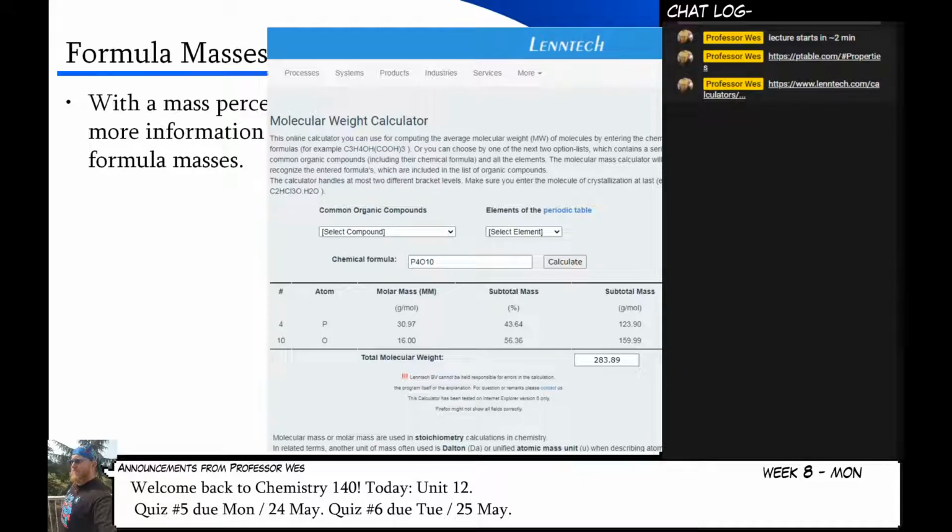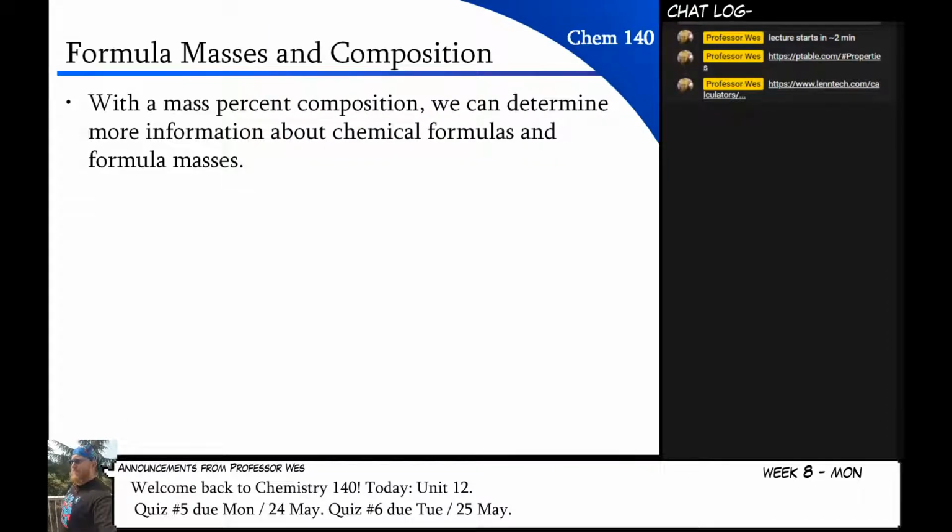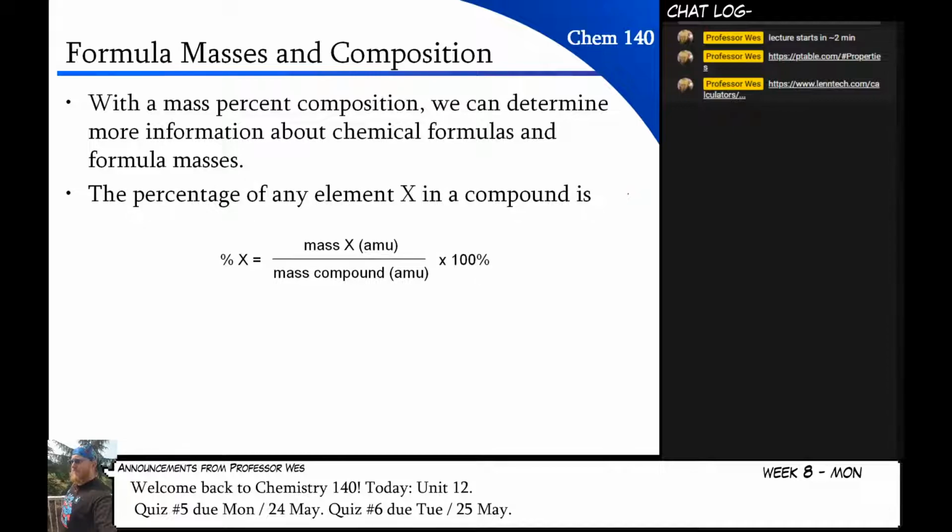The way that you obtain those percentages is by using the percent by mass formula. For any compound, the percent of X in that compound is expressed in the following way. Whatever the mass of X is that you're looking at, you look it up on the periodic table, divided by the total compound's mass.